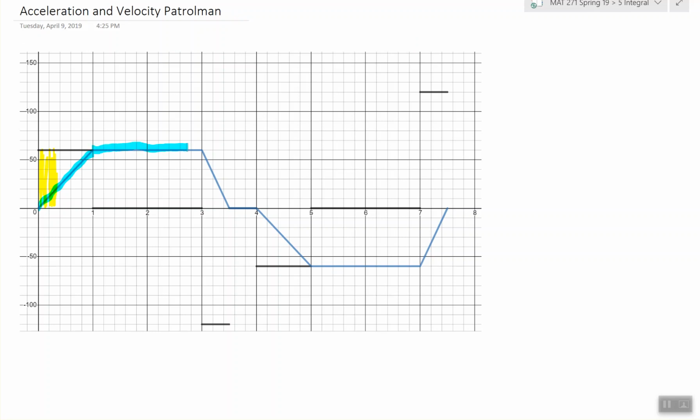which, again, the black curve represented actually a piecewise function, but it represented acceleration of a patrolman. And we found out that by incrementally adding the area and counting the area below the x-axis as negative, we could come up with this velocity of the patrolman. So adding area under the acceleration curve got us to the velocity curve.